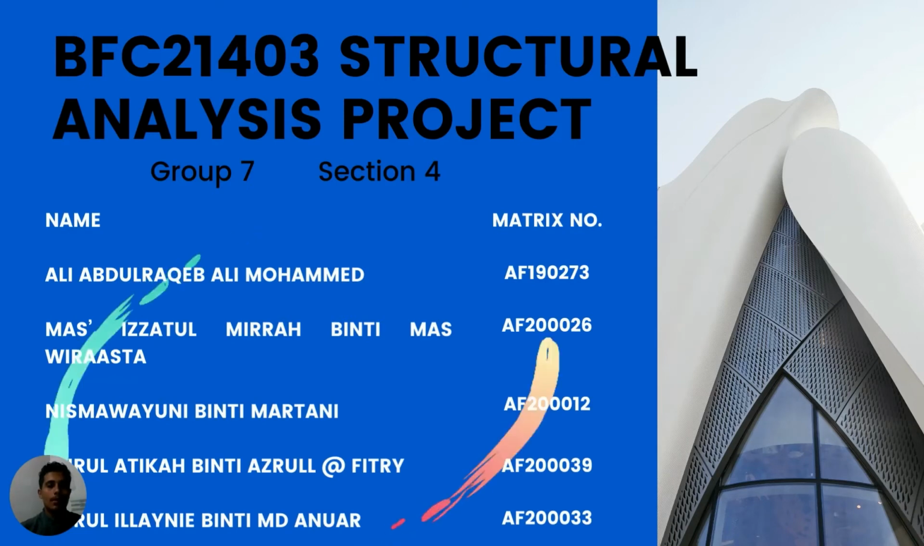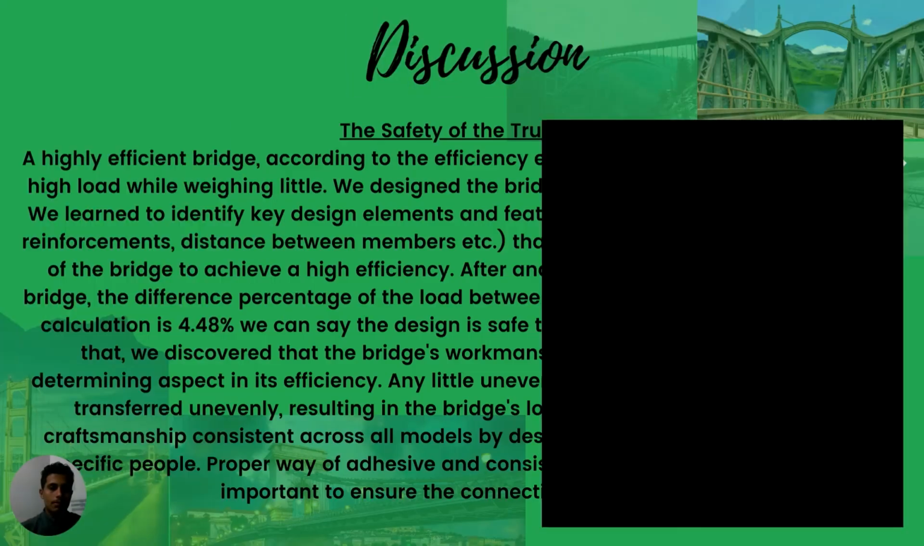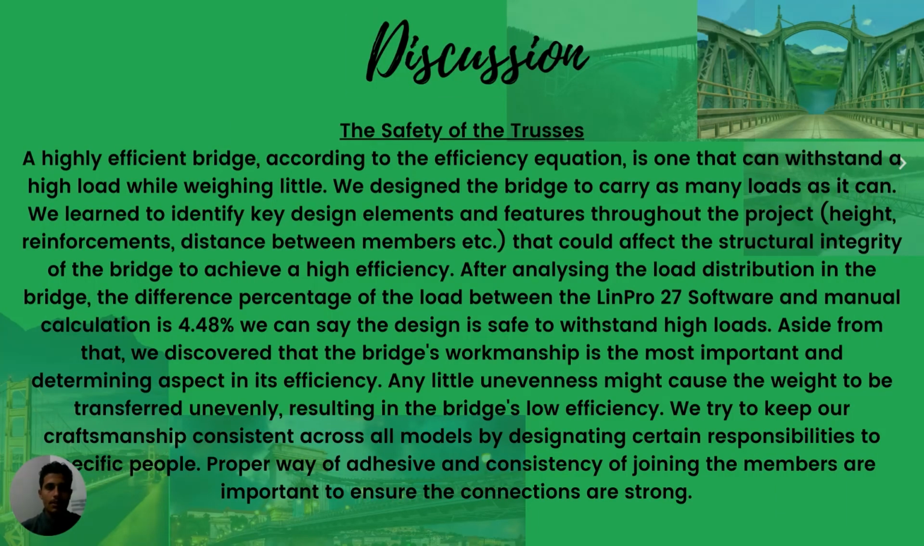Assalamualaikum. I am Ala Rakib Ali Muhammad. My matric number is AF190273. Today I will present my part, the discussion of the safety of the trusses. A highly efficient bridge, according to the efficiency equation, is one that can withstand a high load while weighing little. We designed the bridge to carry as much load as it can. We learned key design elements and features throughout the project: height, reinforcement, and distance between members that could affect the structural integrity of the bridge to achieve a high efficiency.